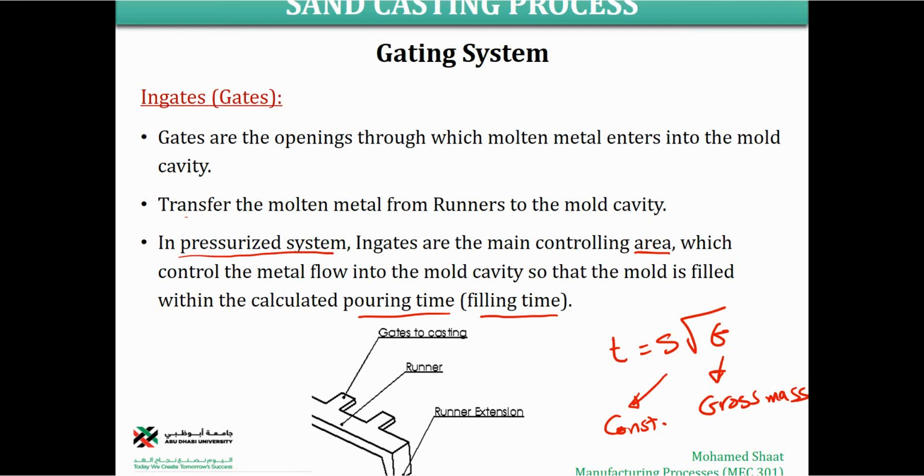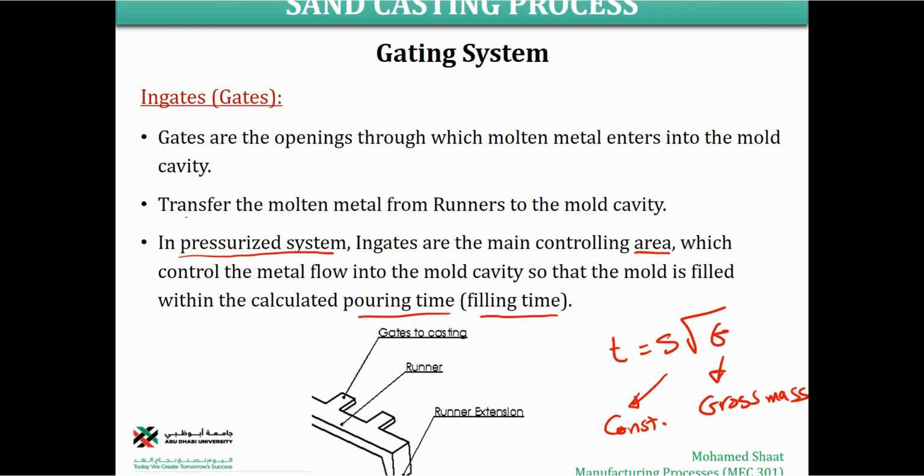Or if it is short, it means that we're pouring very fast and we are allowing for trapping more air and lots of other problems, as we discussed before during the sand mold design. So that's why the pouring time should be optimum. It shouldn't be too short, it shouldn't be too long. It should be consistent with the design of the casting that we're considering.